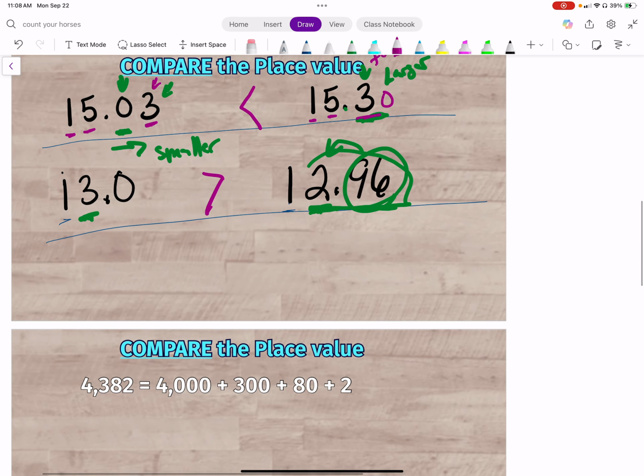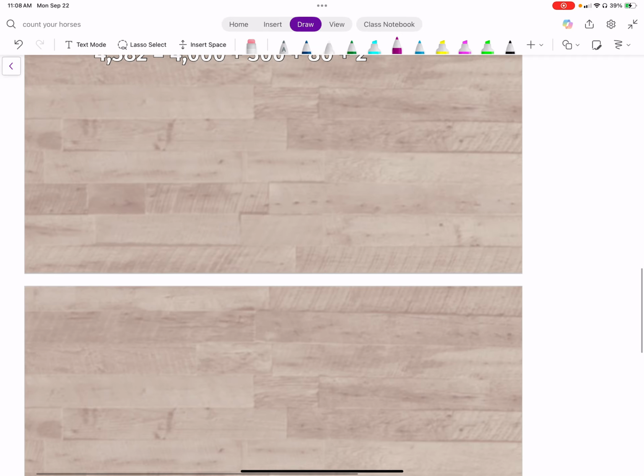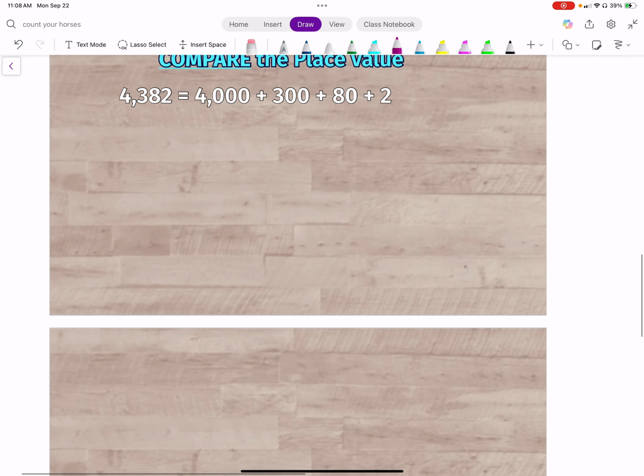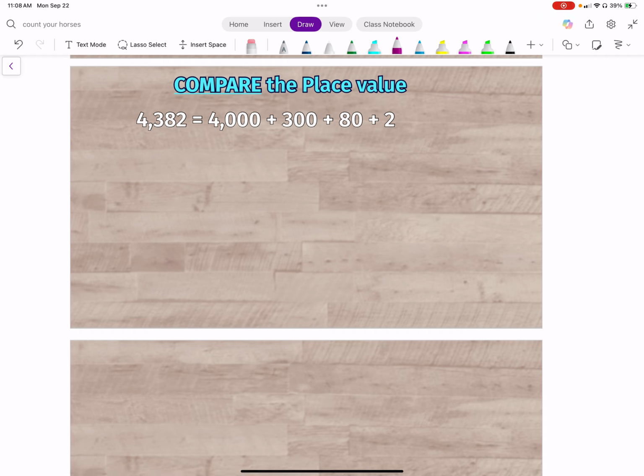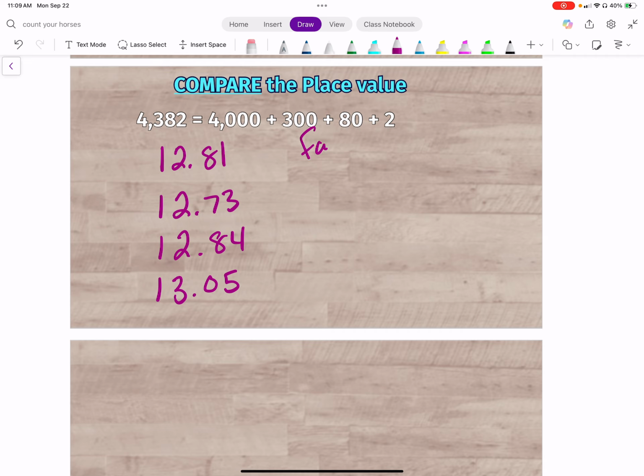Very good. Now let's see here. Let's do some ordering. Let's say I'm at a barrel race, and one of the barrel racing times is a 12:81, and then we had a 12:73, and then we had a 12:84, and what else could they do? A 13 and 500ths. So if we were going to order these, we want to order them from the fastest to slowest.